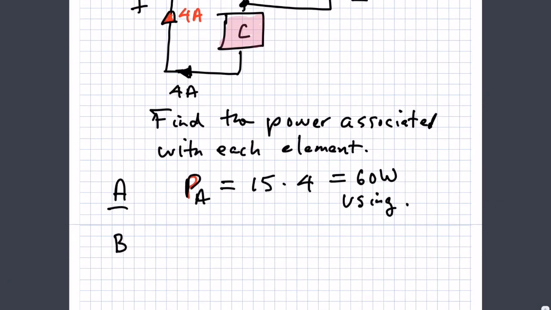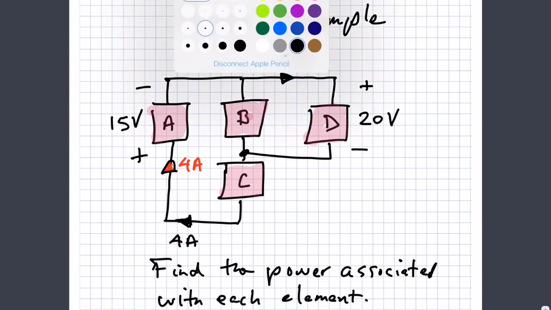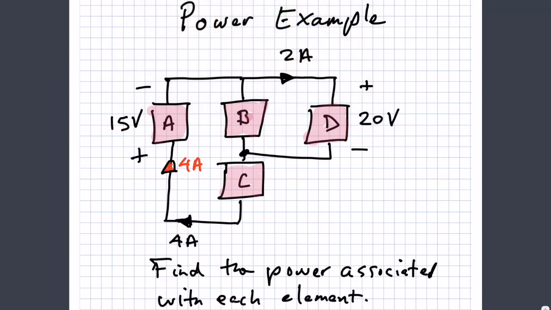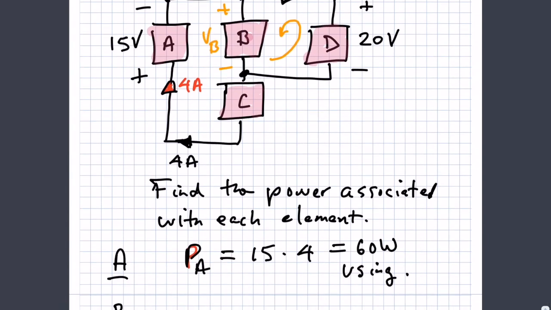Okay, moving on to element B. With element B, we don't know the voltage across it, and we don't know the current through it. So we're going to have to find that. If I look here, I see that B and D are actually in parallel. So if I write a little loop equation going this way, I have a rise of 20 and a drop of VB. The rise is equal to the drops. So here's a 20 volt rise, and that's equal to a drop of VB. So VB is equal to 20.